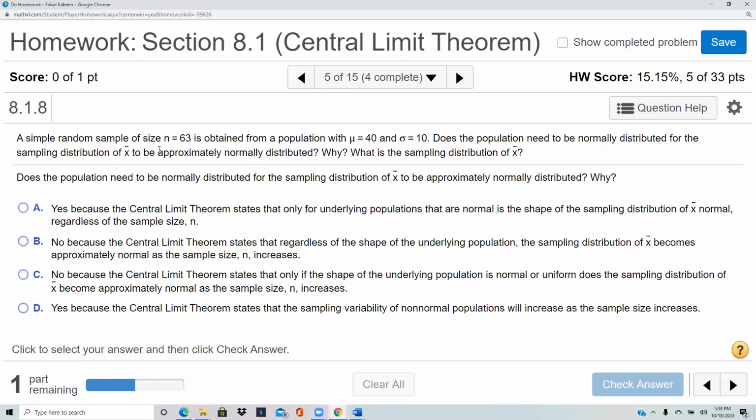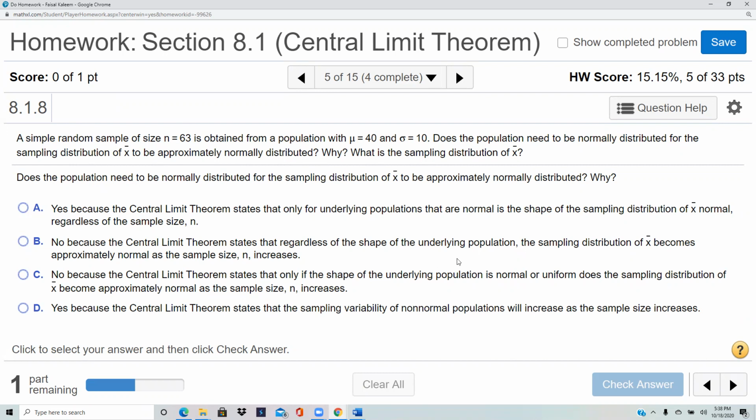A simple random sample of size 63 is obtained from a population with mean 40 and standard deviation 10. Does the population need to be normal for the sampling distribution to be normal? No, because the sample size is bigger than 30. So the sampling distribution will be normal whether or not the population is normal. So no, we don't need the population to be normal.